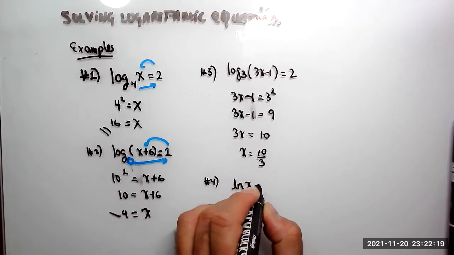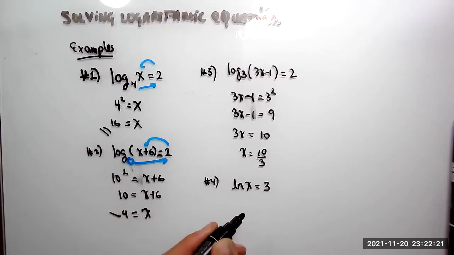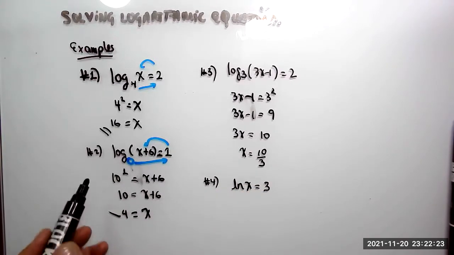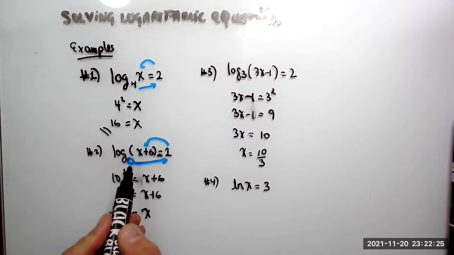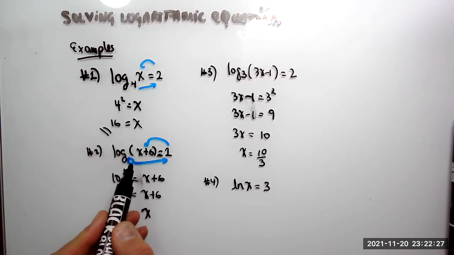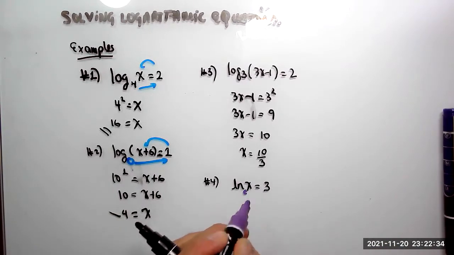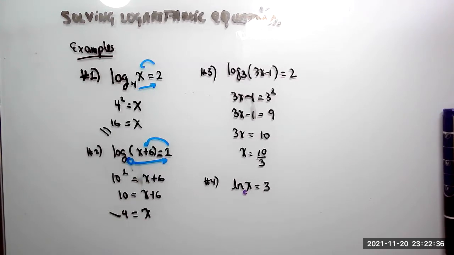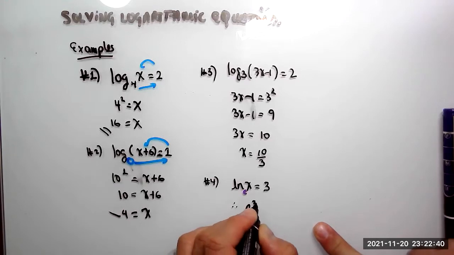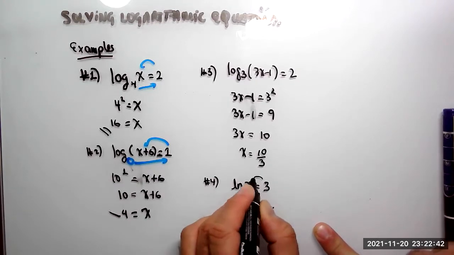Example number 4, using the same strategy, would be ln of x equals 3. In this case, we know from example number 2 we were dealing with the common log where the base was 10. Every time we see ln, we know this is the natural log. So the base will be e, which we don't write. So therefore, e to the 3 equals x.